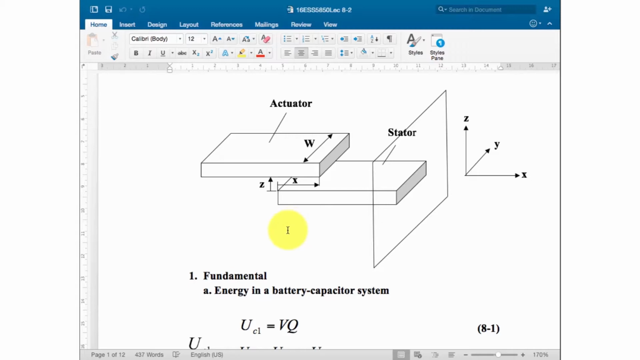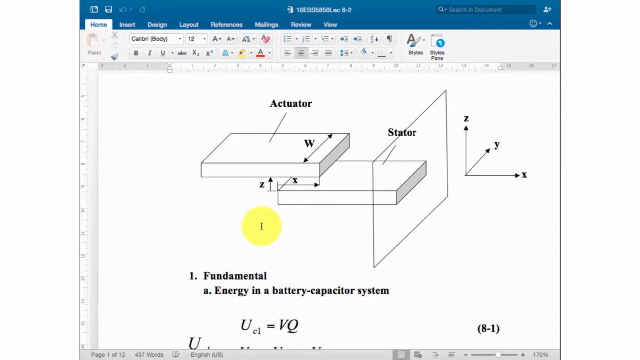For the operation mode, we have two different modes. One we call lateral driven. Lateral driven means we move the plate horizontally, keeping the distance the same. The other one we call the gap closing. The gap closing means we move in the Z direction, keeping the overlap the same. And we also have two different operation modes. One is the constant charge mode. The other one is the constant voltage mode.